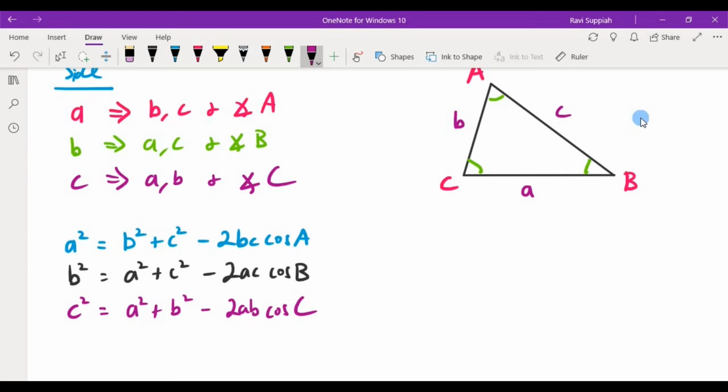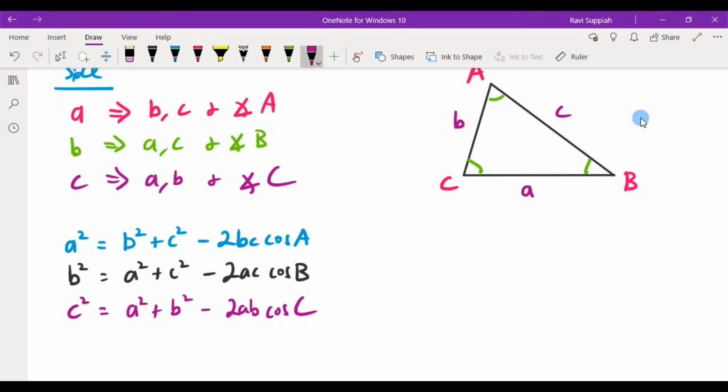Okay, now as you can see, it is actually the same formula. You just need to know which side to use and which angle to use. As long as you get that pattern, you would be able to use this rule correctly every time. Okay, so this is to find the side.